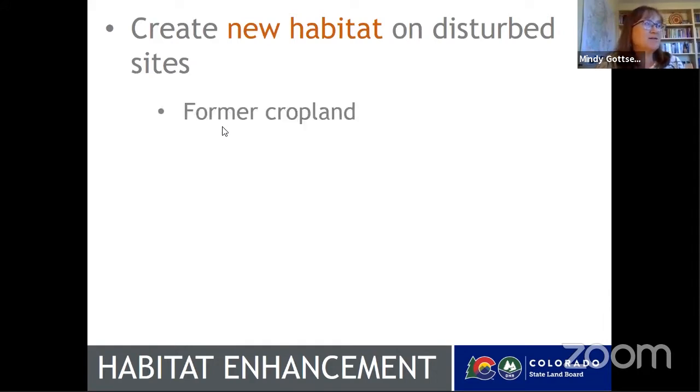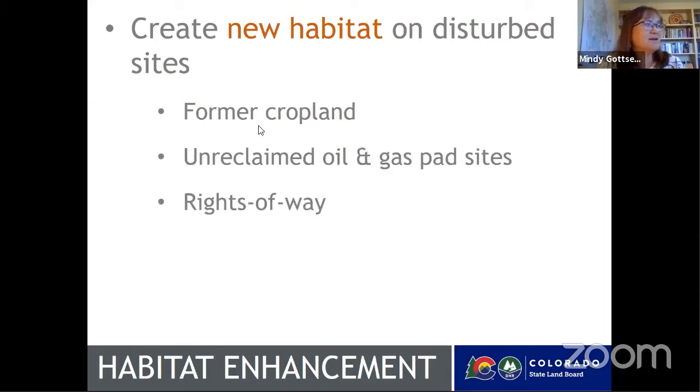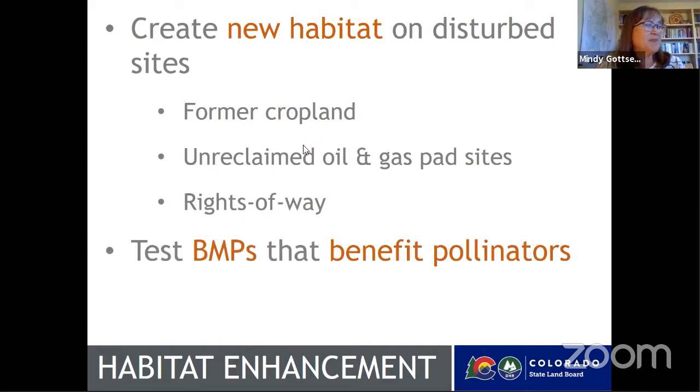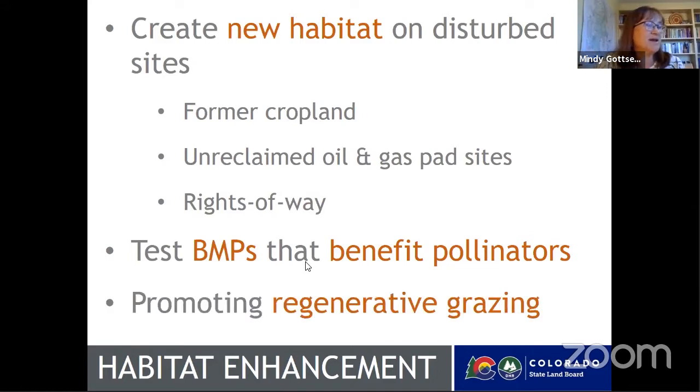disturbed sites that are former cropland, unreclaimed oil and gas pad sites, and rights of way, and also to test best management practices that benefit pollinators. Finally, one of our newer initiatives is to promote regenerative or holistic grazing on state trust lands. The Society for Range Management about two years ago published one of their journals with a collection of articles, all documenting how improved range management can enhance pollinator habitat.